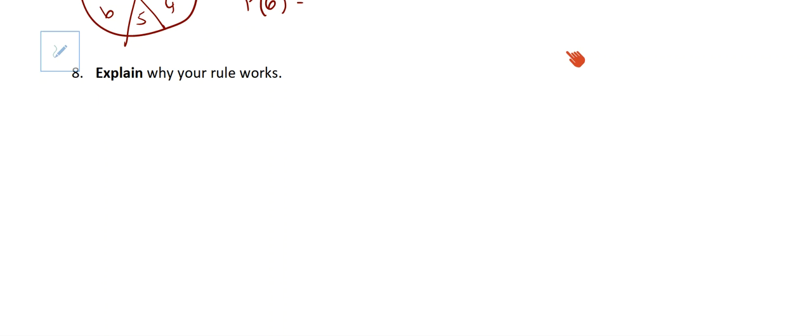Complementary events. Struggling to pay attention. Not the only one. But explain why your rule works. Am I? Explain why the rule works then? What have I just said? One of them must happen.